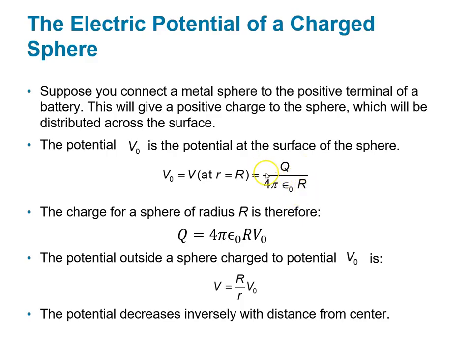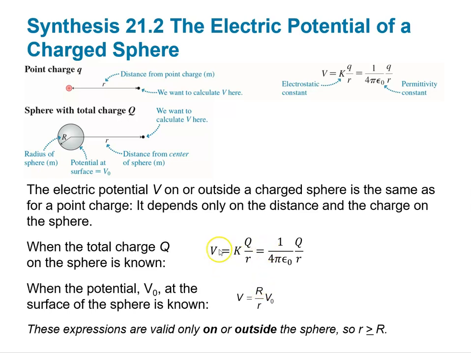And again, the book just chooses to express it this way, but you can use K. Again, remember, K is equal to 1 over 4 pi times epsilon naught. So you don't have to use this. You can use K. I think because it's a sphere, they're choosing to use epsilon naught.